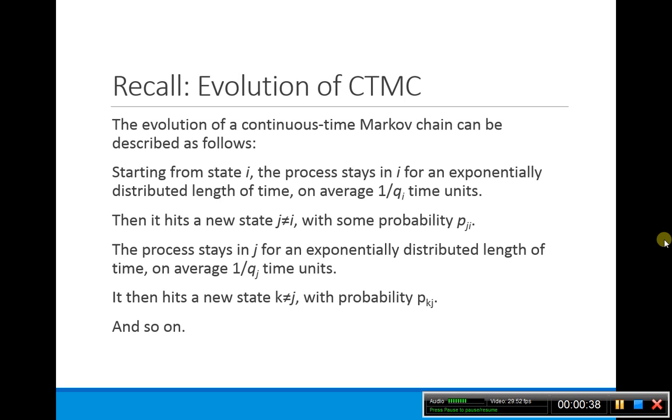And then once we leave state i, we go to a new state, say state j, not equal to i, with some probability p_ji. And then once we're in state j, we stay there for an exponentially distributed length of time with parameter q_j, or on average 1 over q_j time units. And then we go to a new state k, etc.